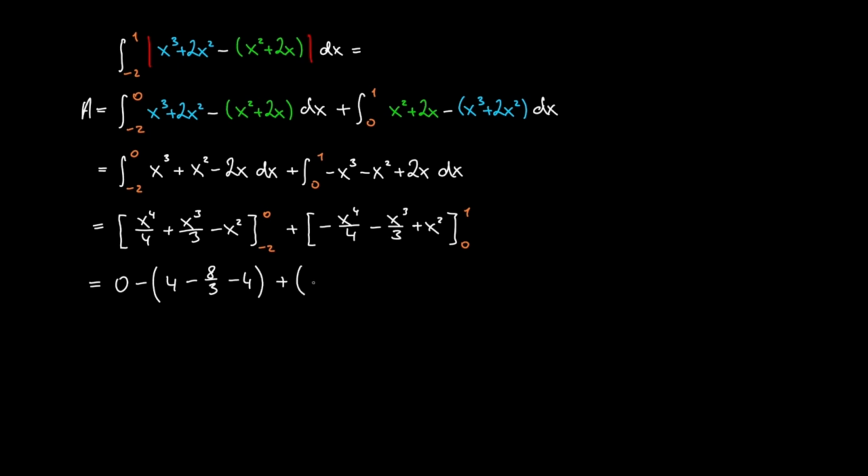And for the second part, I first plug in 1. So I get negative 1 over 4 minus 1 over 3 plus 1, and subtract 0, because when plugging in 0, here we just get 0. And the final answer that you should get is 37 over 12.